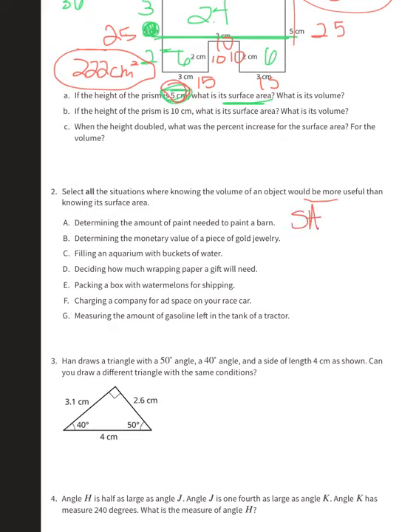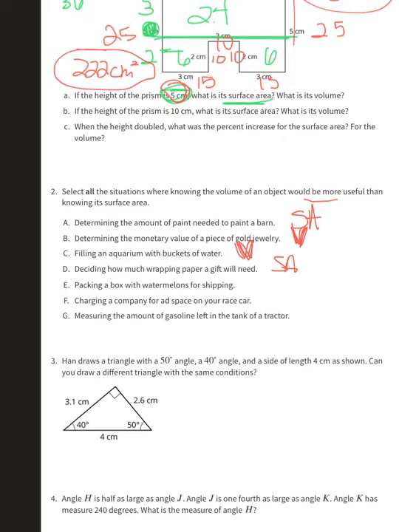Letter B, determining the monetary value of a piece of gold jewelry. Jewelry, piece of gold, it's all made out of gold, right? So that's how much gold it takes to make the jewelry. So that would be volume. Letter C, filling an aquarium. Filling, we're filling something up. So that'd be volume again. Letter D, deciding how much wrapping paper to give. So we're covering it, so that would be surface area.